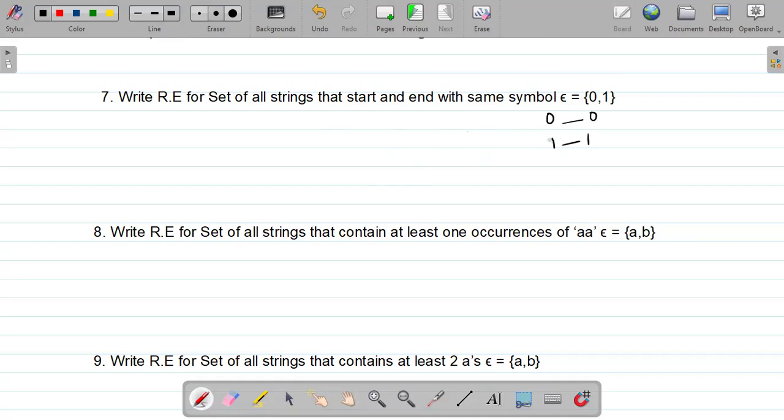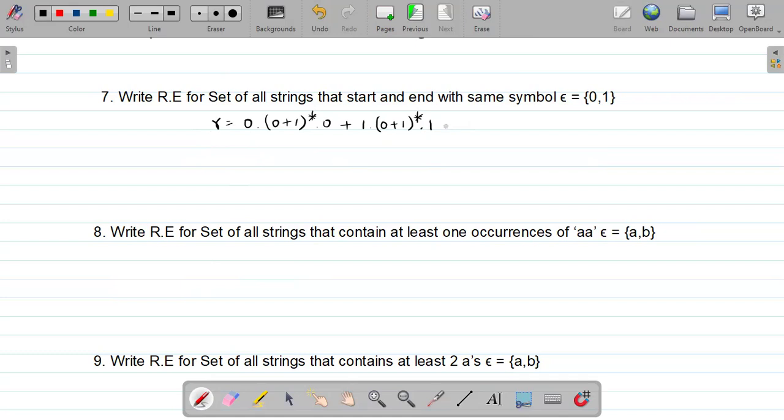And in between we can have any combination of zeros and ones. So the regular expression for this will have, starting with 0, r is equal to 0 dot (0 plus 1) the whole star dot 0, plus, or it can start with 1 dot (0 plus 1) the whole star dot 1.